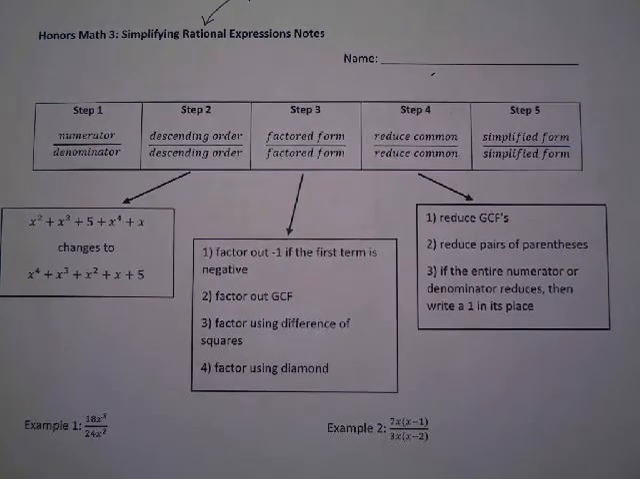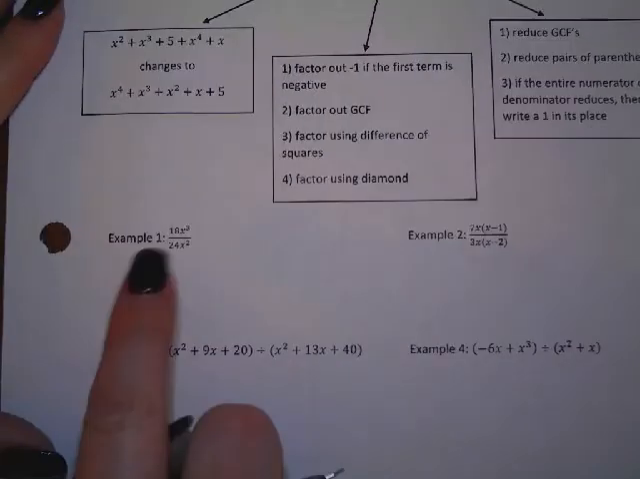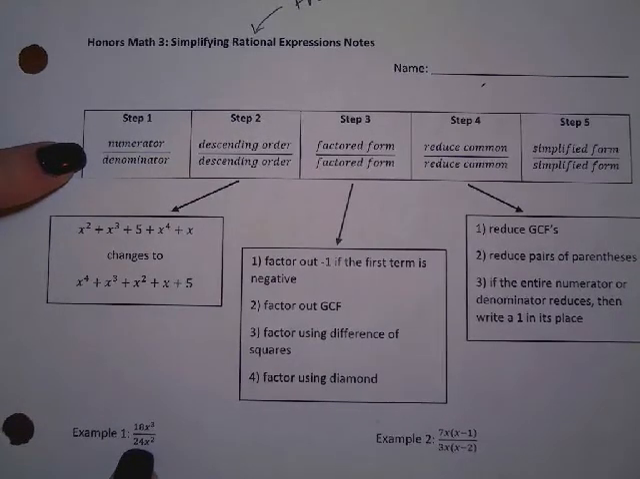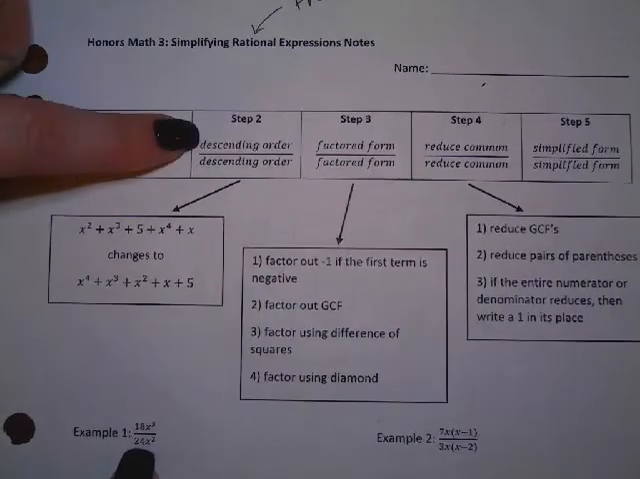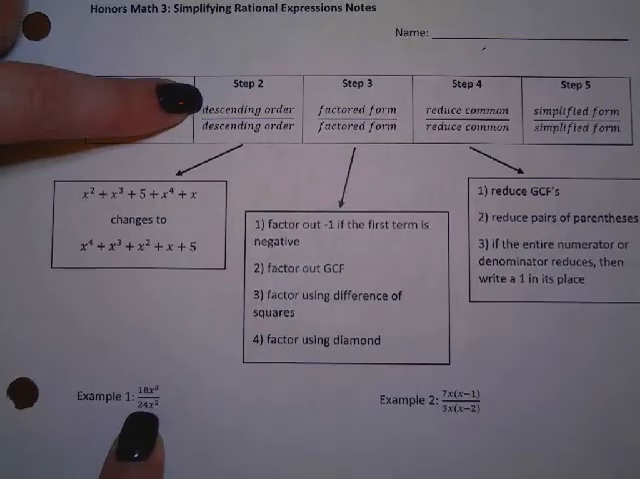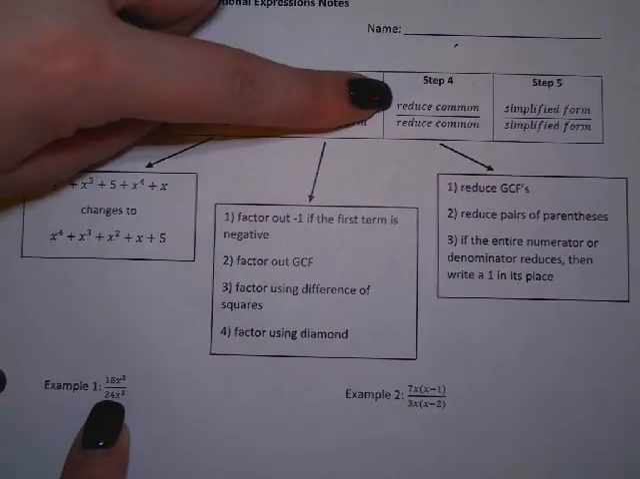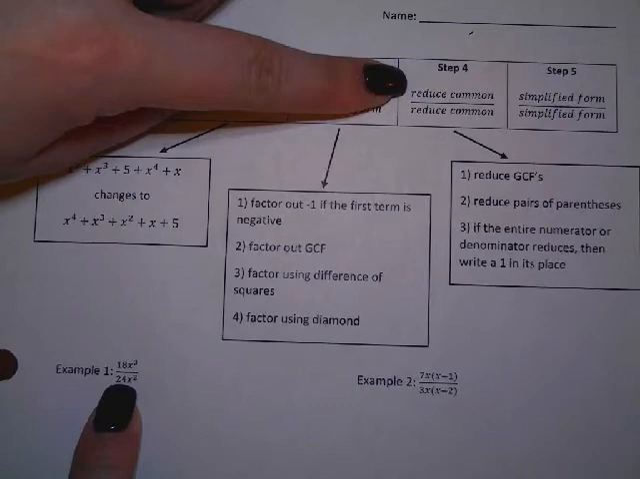Sound good? Okay. So, first problem, we do not have to worry about it being written as a numerator over denominator because they already did that. We don't have to worry about descending order because there's just one term on the top and the bottom. We don't even really have to worry about factoring because you don't typically factor something that's just one term. So we're going to go straight to step 4, which is reducing things that are in common.